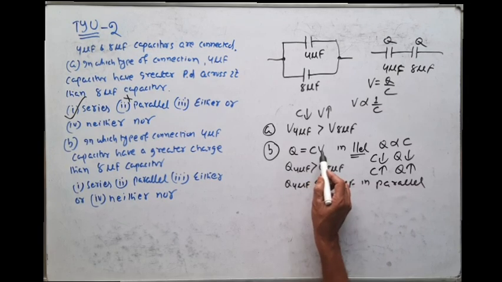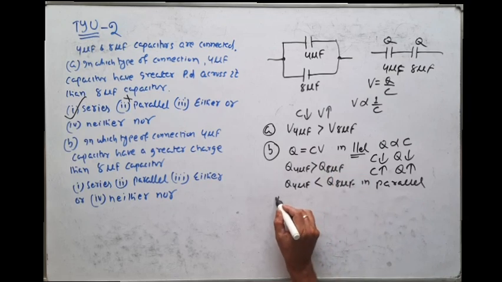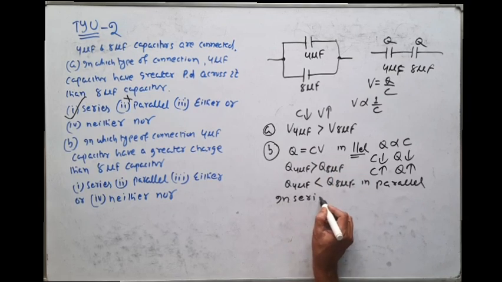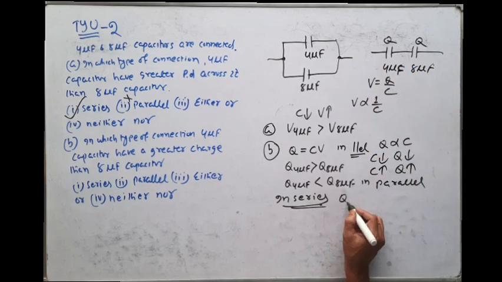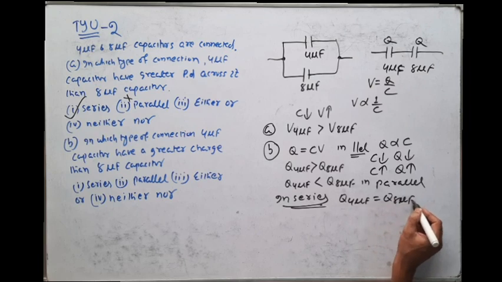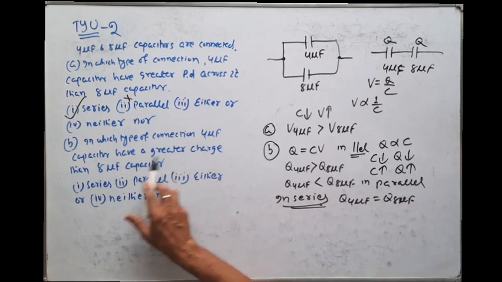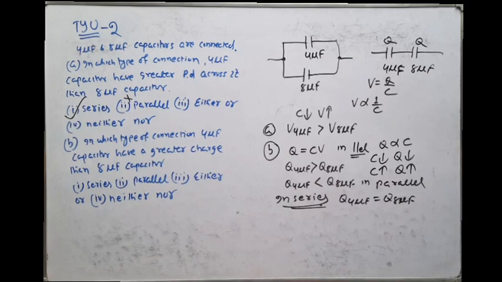Because Q is equal to CV. V is constant, so Q is directly proportional to C. In series, what happens? In series, charge across each is the same. That means charge across the 4 microfarad is equal to charge across the 8 microfarad. So in no case does the 4 microfarad capacitor have greater charge than the 8 microfarad capacitor.